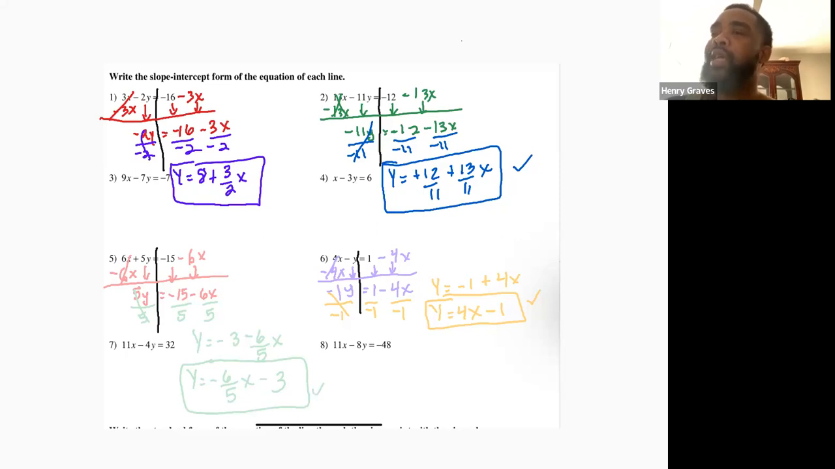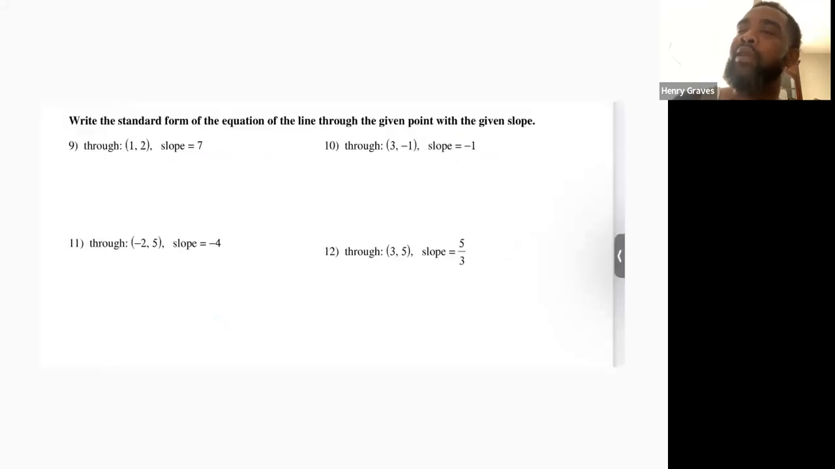Now I'm going to go to the second page, and on this part here, they're giving us an equation, and they want us to write the standard form. Make sure I circle that. They want us to write the standard form here, okay? So it's much easier to go from slope-intercept form to standard form.